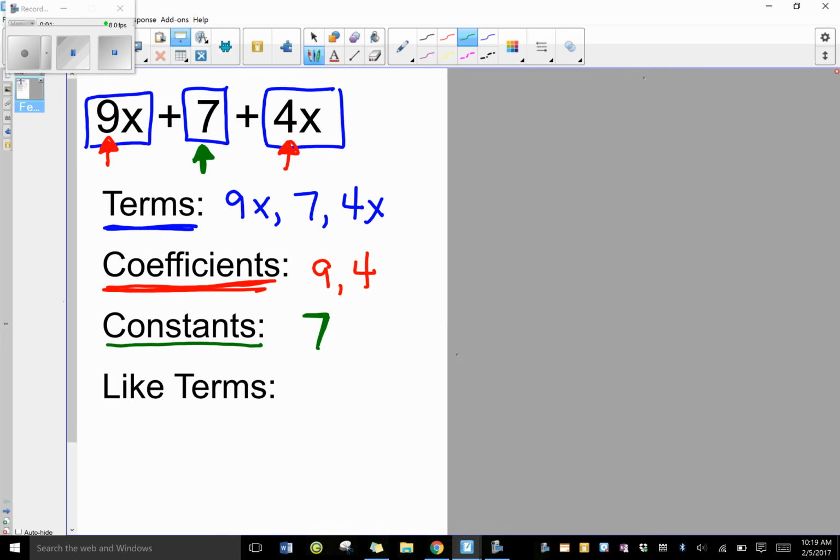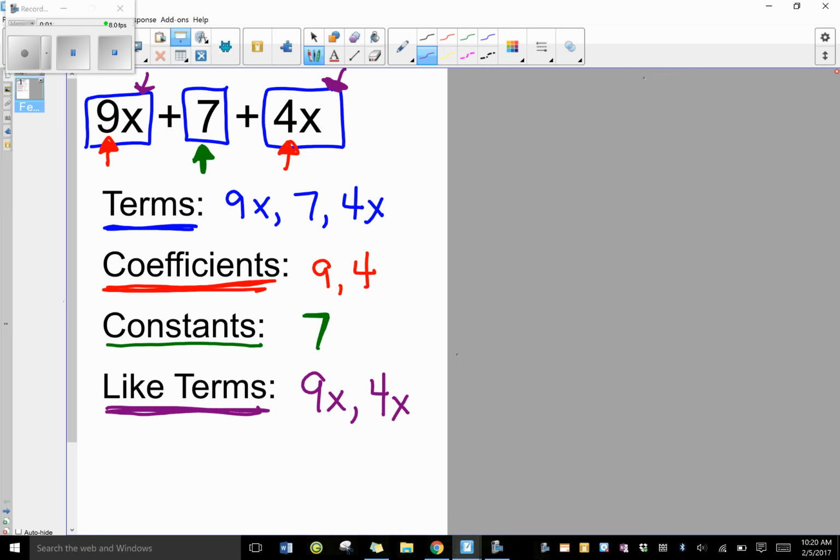Now, do we have any terms that have something in common above? If you said yes, you would be correct, because if we look, 9x and 4x both have the x in common, which means they are considered like terms. So over here, I would write 9x and 4x. Remember, at this time, we are not combining them. We're just identifying if the terms have anything in common.